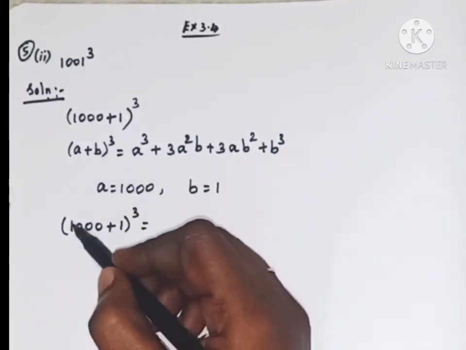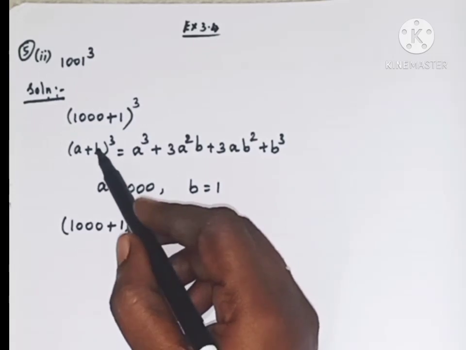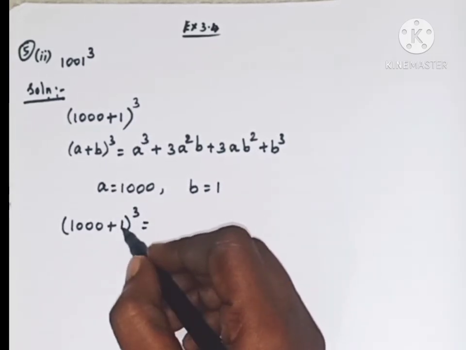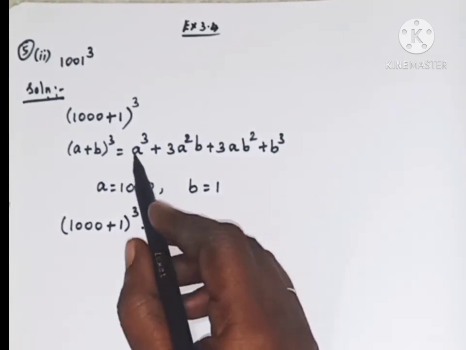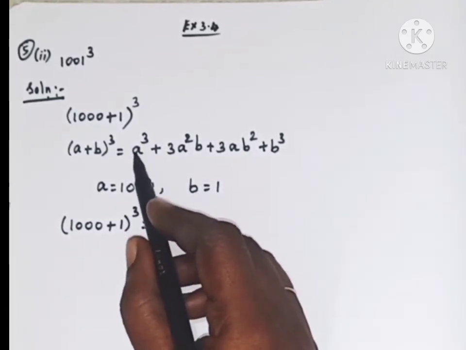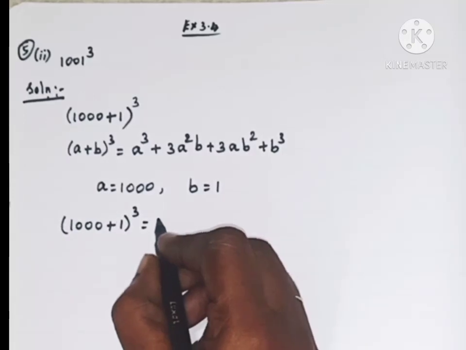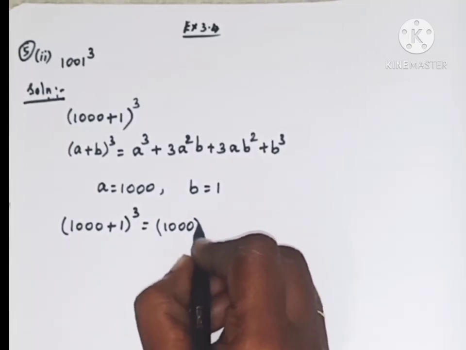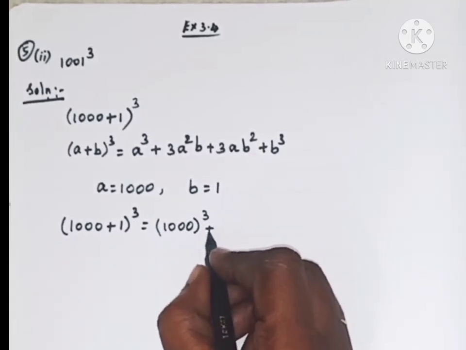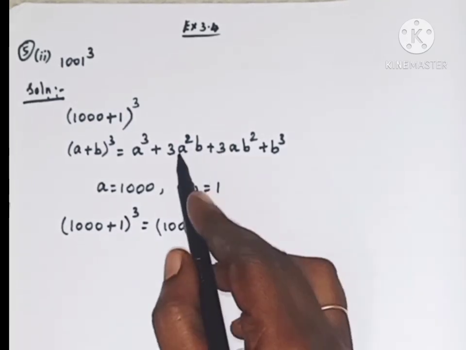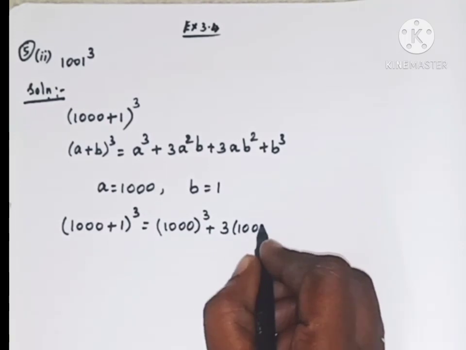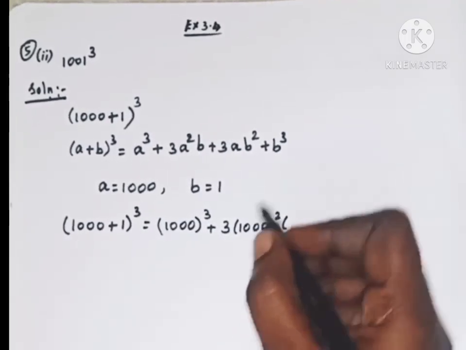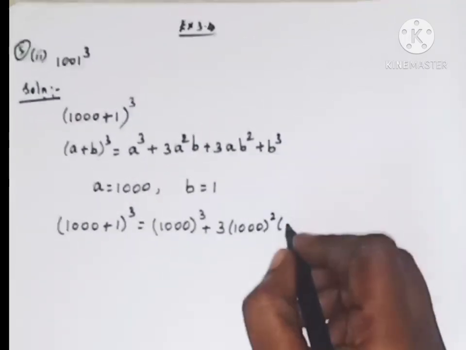In the place of A we have to put 1000 and in the place of B we have to substitute 1. So 1000 plus 1 the whole cube is equal to again a cube. So A is nothing but 1000. So put 1000 the whole cube plus 3 into A square B. A is nothing but 1000. So 1000 the whole square into B. The value of B is 1.